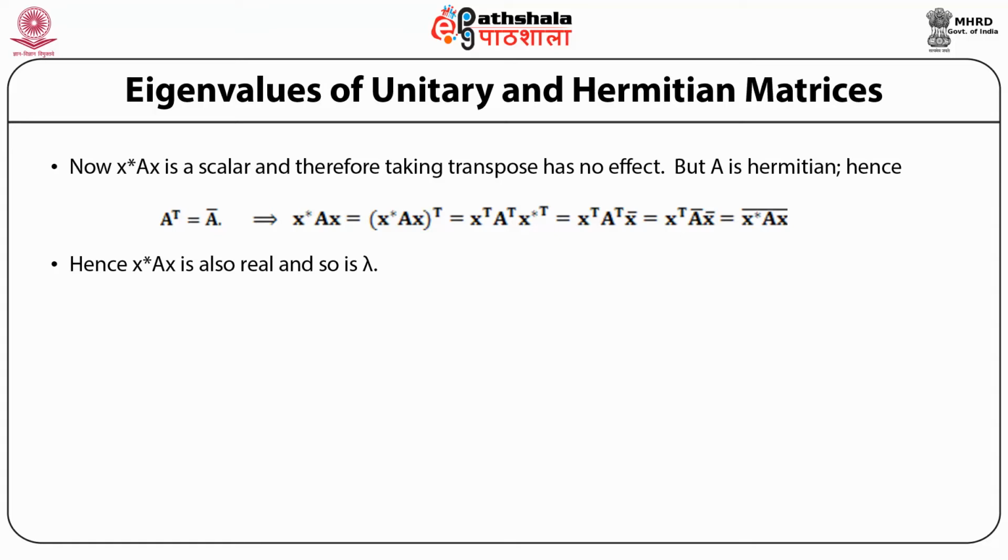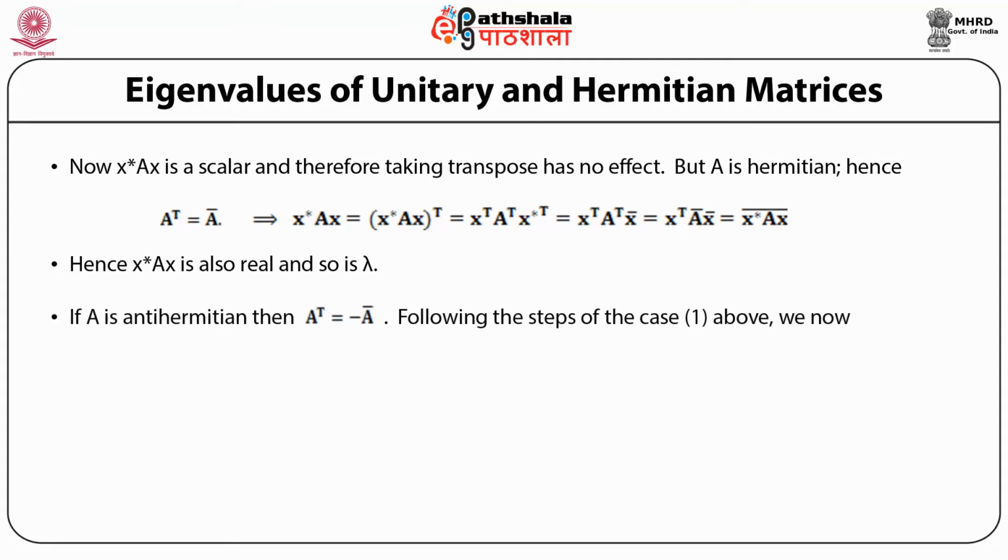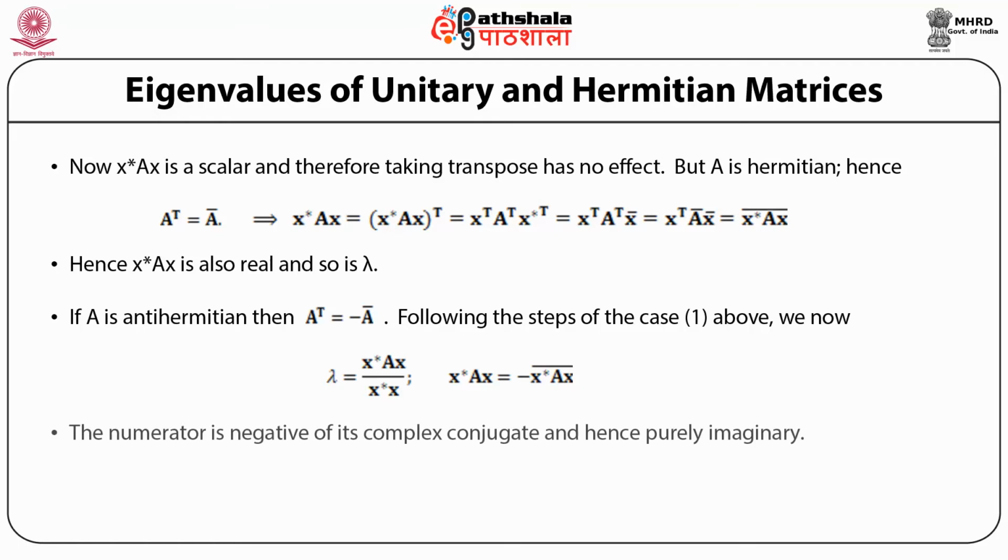So the first part of the theorem is proved. In the second part, consider that A is anti-Hermitian, then A transpose will be equal to minus of A bar. Following the steps of case 1 above, we now get lambda is equal to X star into AX divided by X star into X. So X star into AX is equal to minus of complex conjugate of X star into AX. The numerator is negative of its complex conjugate, and hence lambda is purely imaginary. So the theorem is proved.